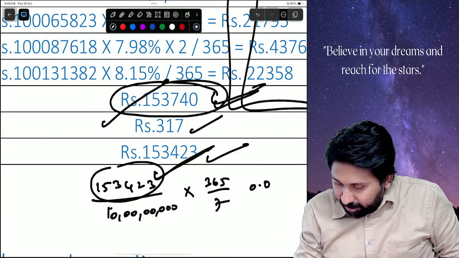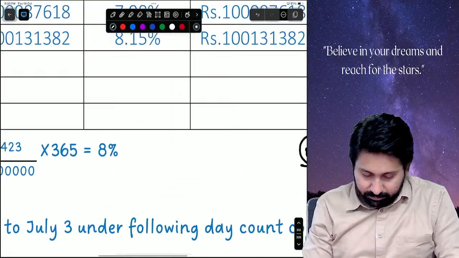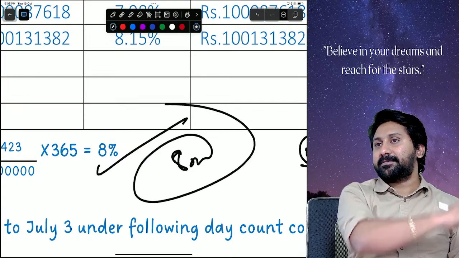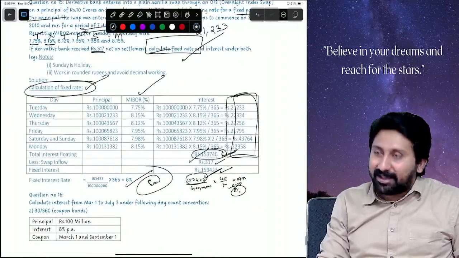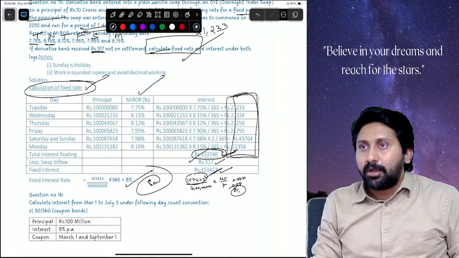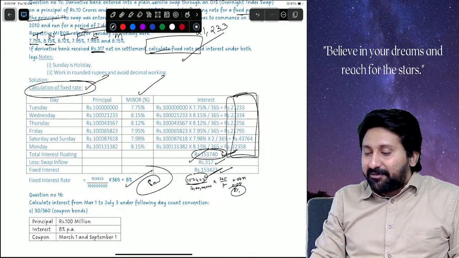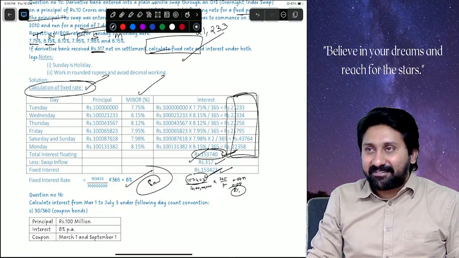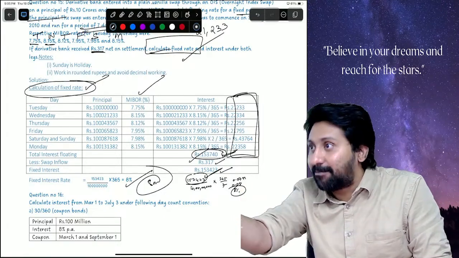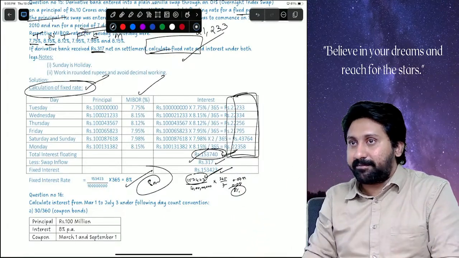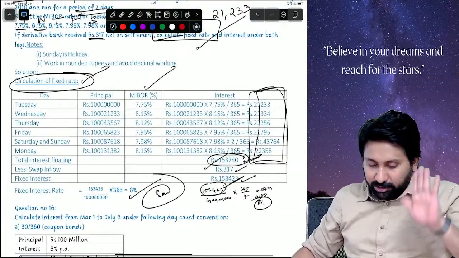How much? 0.0799, 0.08. How much percent? 8%. Answer, 8 marks. That's all. So understood overnight swapping, everyone? Overnight swaps, you will take simple interest or compounding? What benefit should you get here for entering into a 7 days transaction? 7 days, what will you get? That 317 also came because you went for compounding, not simple interest. Understood or not? So this is the situation of the banks here. Understood this question or not, everyone?